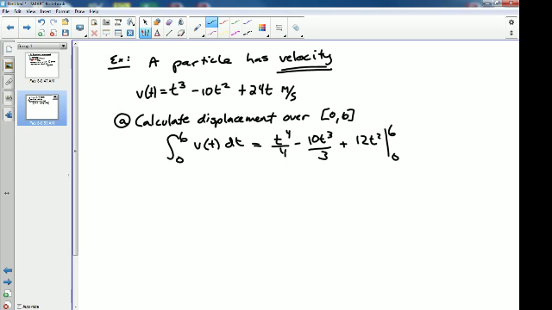Now plug it in, right? 6 to the 4th over 4 minus 10 times 6 cubed over 3 plus 12 times 6. Do I need to plug the 0 in? That's 0, right? So don't worry about the 0. And then do your math. What's the answer? That's your response. It ends up 36 meters.